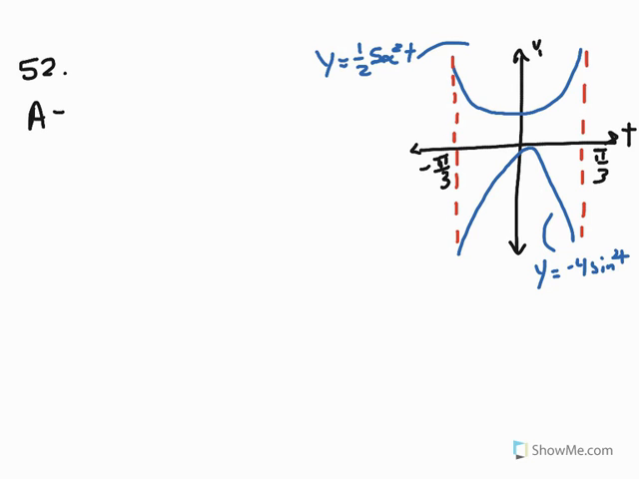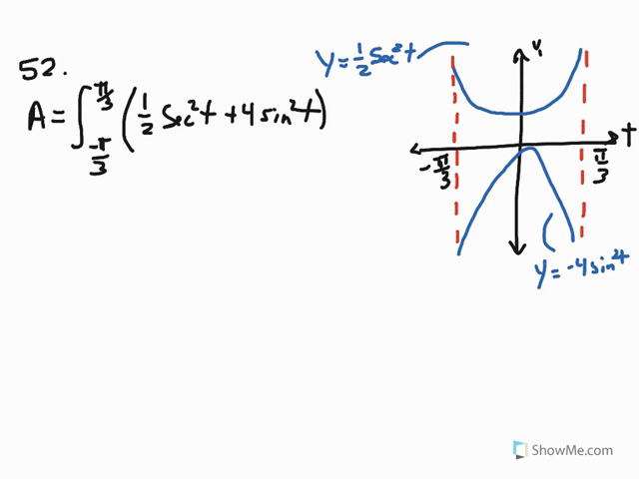We'd say that the area, A, is the integral, evaluated from -π/3 to π/3, of our top function, 1/2 secant squared t, minus our bottom function, which is -4 sine squared of t, so that's +4 sine squared t dt. Okay, now the antiderivative on the secant squared of t is a slam dunk.